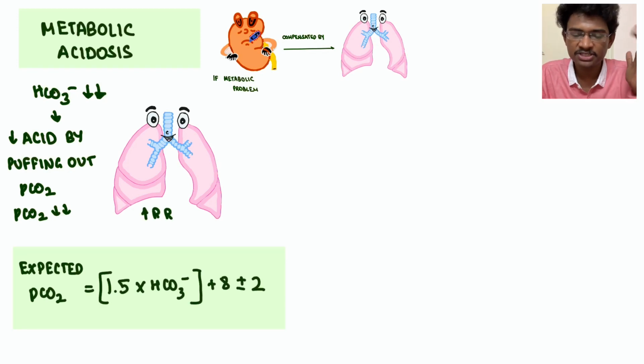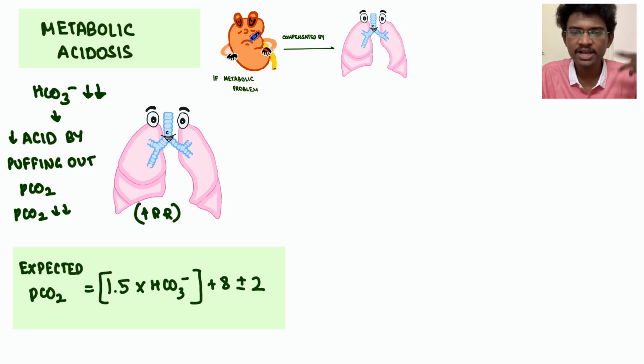So PCO2 should fall as a compensation. The expected PCO2 is equal to 1.5 times the bicarb plus 8, plus or minus 2. You will get a range of PCO2. This expected PCO2 should lie within this range.